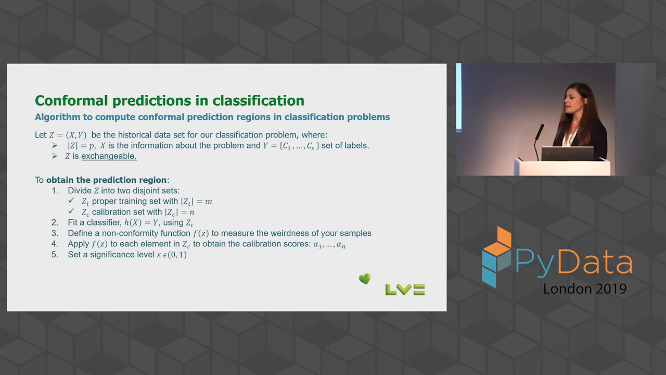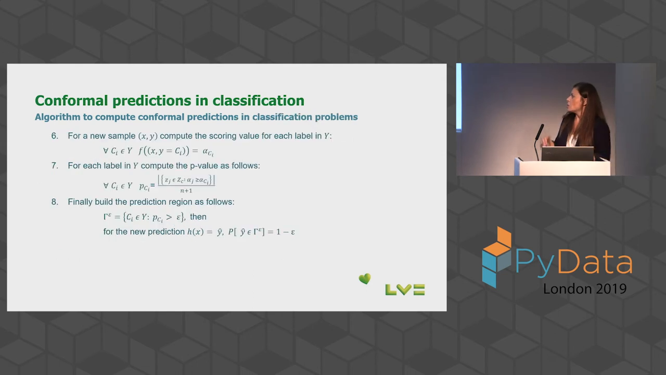Then you apply this function to all the points that you have in the calibration set, and you set a significance level. This is basically the same thing for regression and for classification, and this is what changes. So here is classification. For a new sample, you take all the labels in your set of labels, and you compute the score for every label. When you have the score for every label, the only thing you have to do is compute the p-value for every label, for every score of every label.